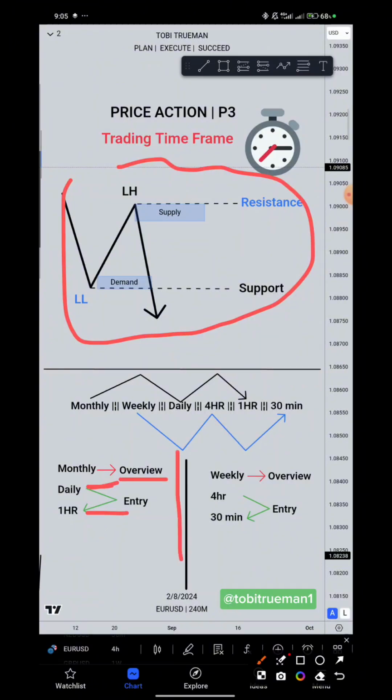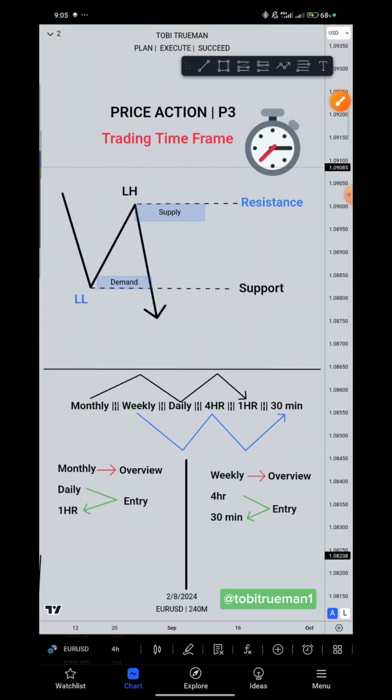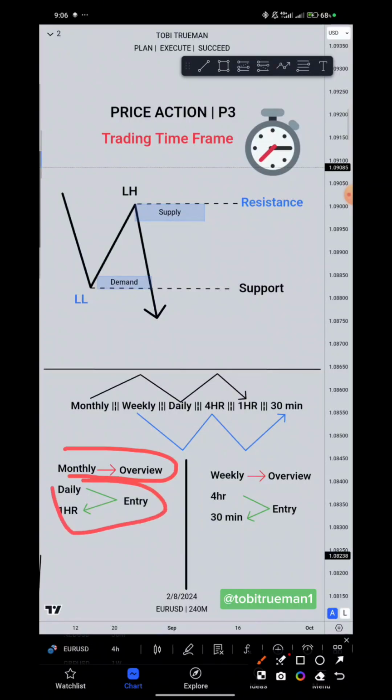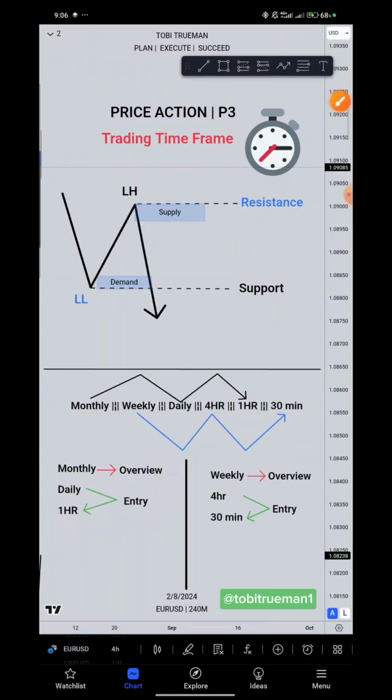That's the first category. Now what this means is that I will have to wait for the monthly to align to give me a very good overview. If it does not for the first month, I have to wait for the second month, third month, and so forth. Then I have to wait for the daily time frame to give me my entry before I will enter, and also wait for the 1 hour time frame accordingly, respectively.